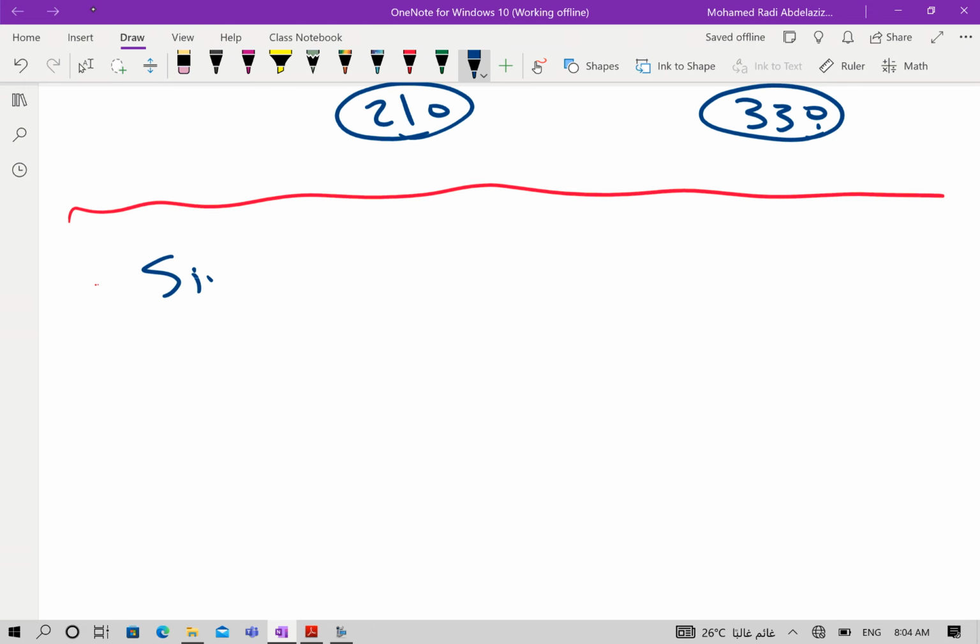Sine x is equal to half. Where is x between negative pi and less than or equal to pi? What is the first step?